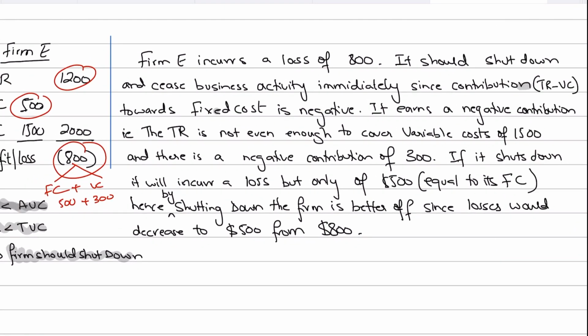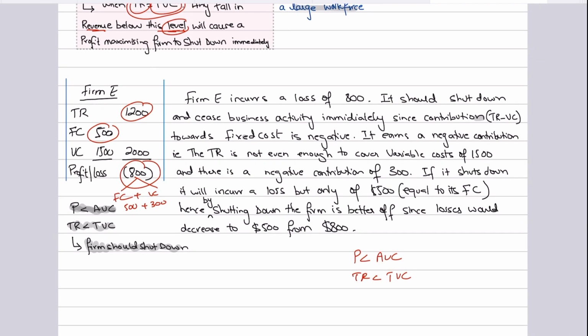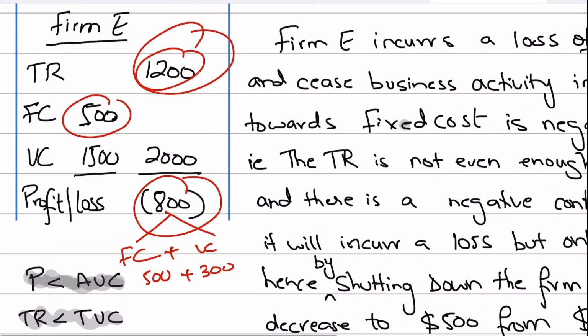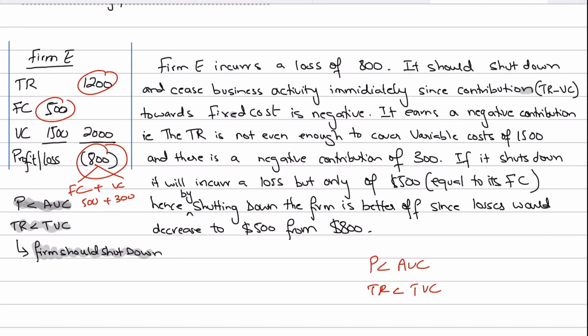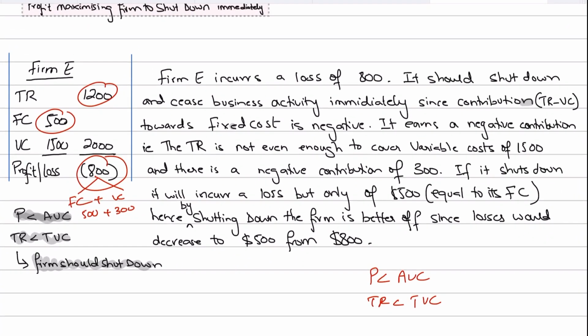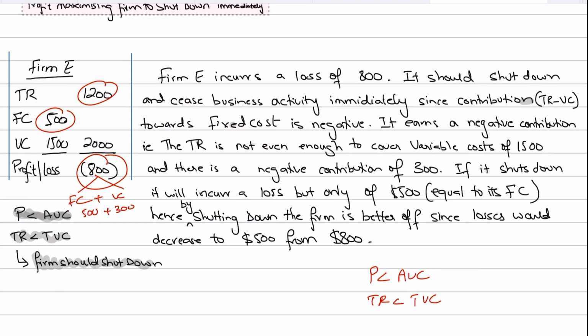So the shutdown rule is if price is less than average variable cost, which means that if total revenue is less than total variable cost, and we can see that the revenue is 1200 while the variable cost is 1500. So it costs the firm 1500 to produce, which is the relevant cost, while the revenue is only 1200. So there's a negative 300 contribution. So अगर हम shut down कर जाते हैं, so if we shut down, we will incur a loss of only 500.